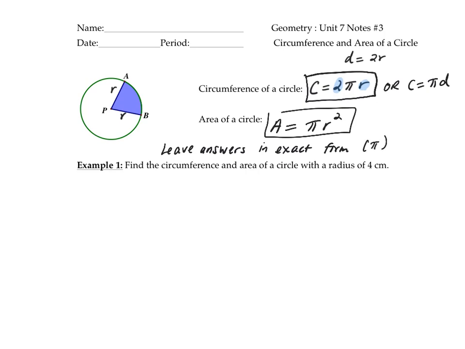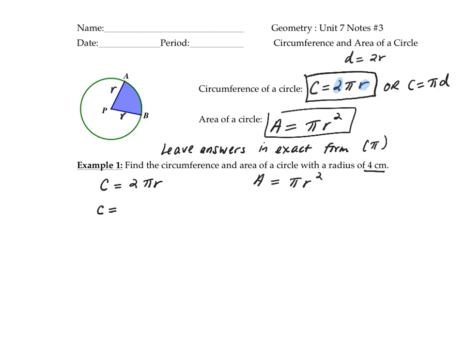Okay, so no rounding. Number 1 says find the circumference and area of a circle with a radius of 4 centimeters. For circumference, we're going to use 2 pi r. For area, we'll use pi times that radius squared. So two things that we're solving for.